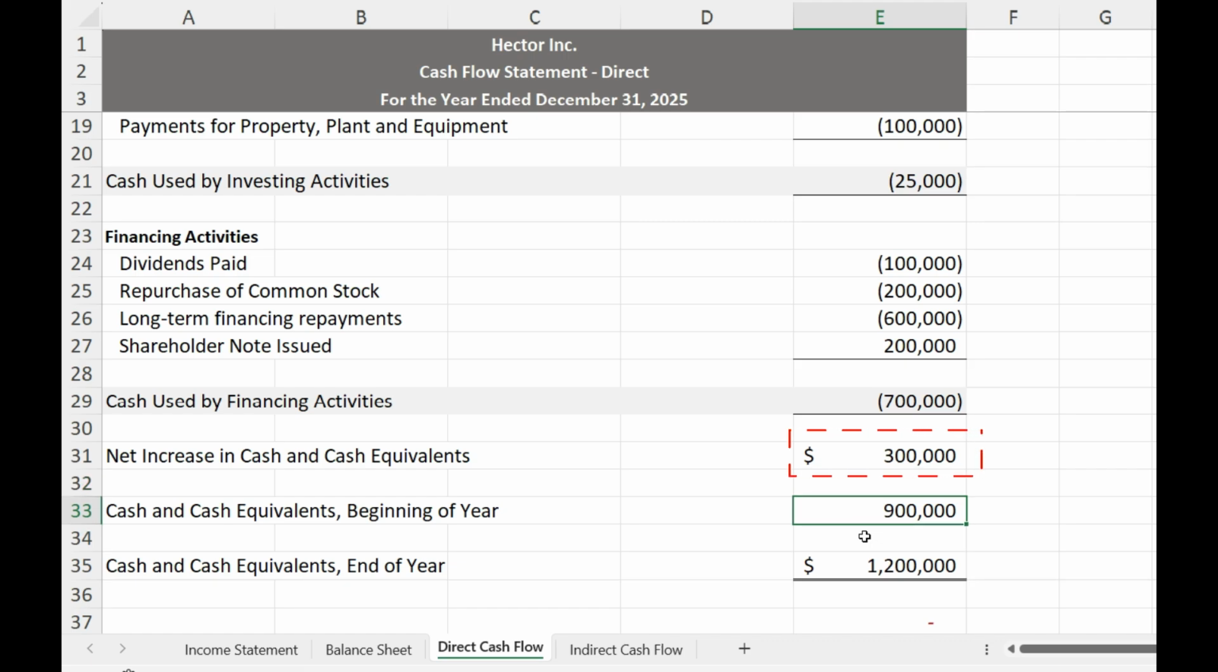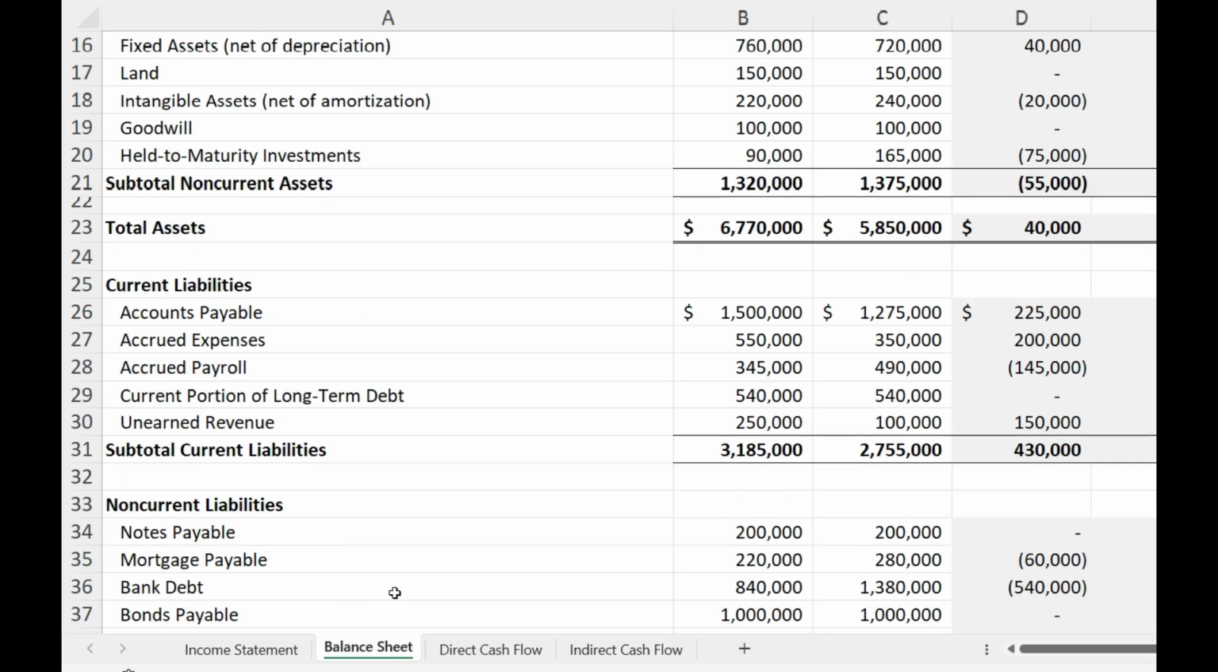So I'm going to add that to my beginning cash balance to get my ending cash balance that is on the balance sheet. And you'll see my ending cash on the cash flow statement. This ending balance will agree to the ending cash on the balance sheet.